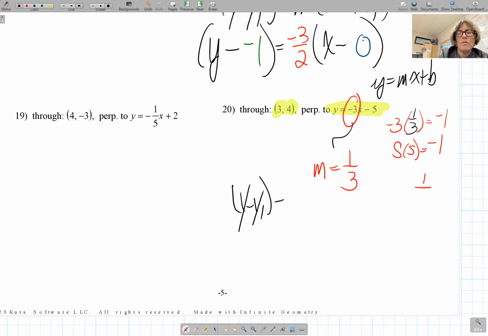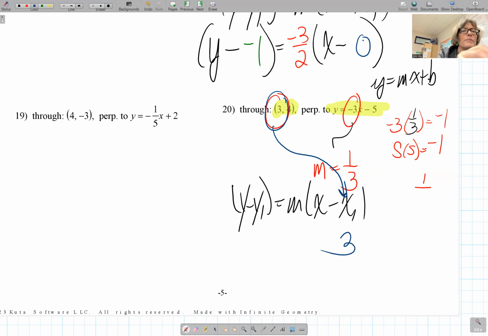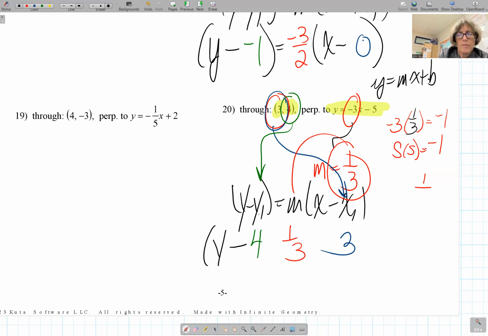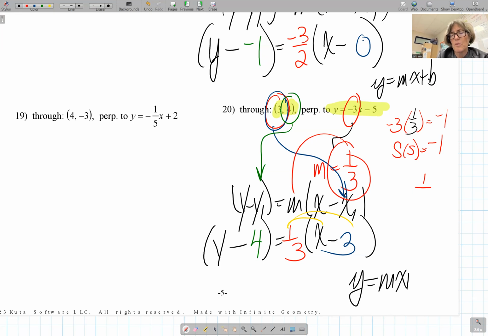Y minus y1, slope x minus x1. x1 goes here. y1 goes here. Slope goes there. Bring down your equation around it. Obviously, you're going to distribute the -1/3, bring over the 4, so that you end up with y equals mx plus b.